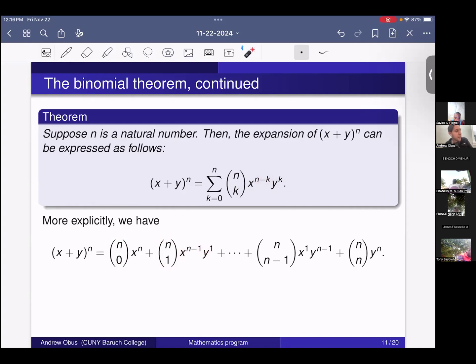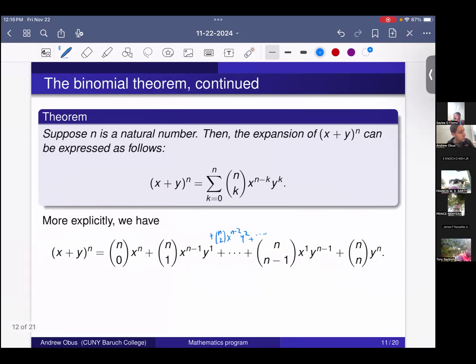And then we keep going. N choose 2, the next term, if we had to write it down, would be n choose 2, x to the n minus 2, y squared, etc. And then we get to the last terms, which is n choose n minus 1, x to the 1, y to the n minus 1. And then the last term is n choose n, x to the 0, y to the n.